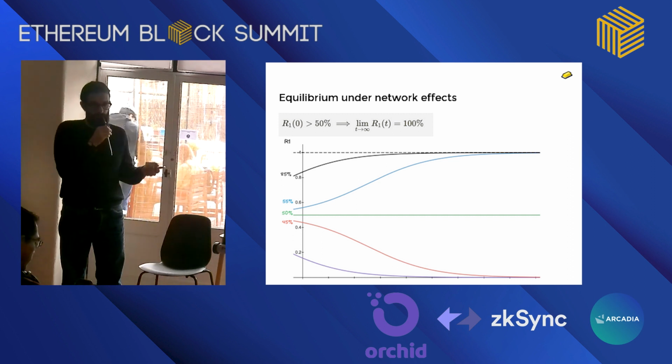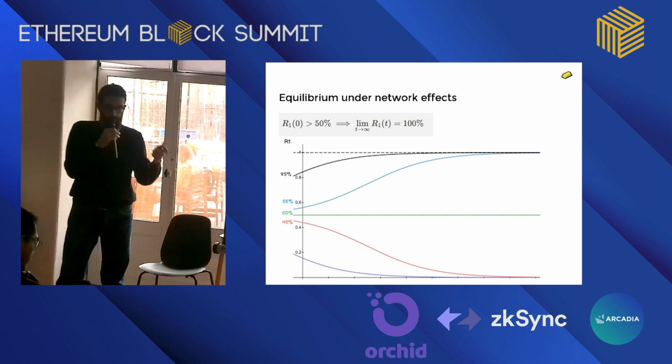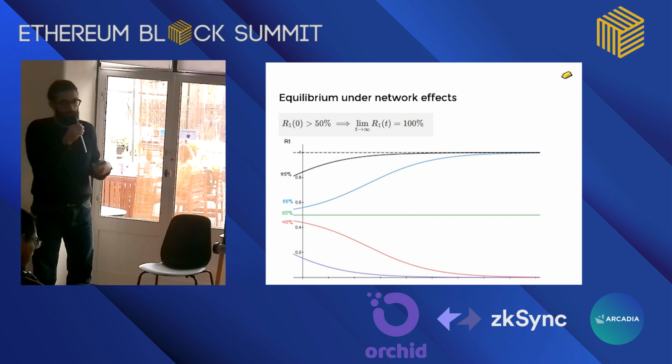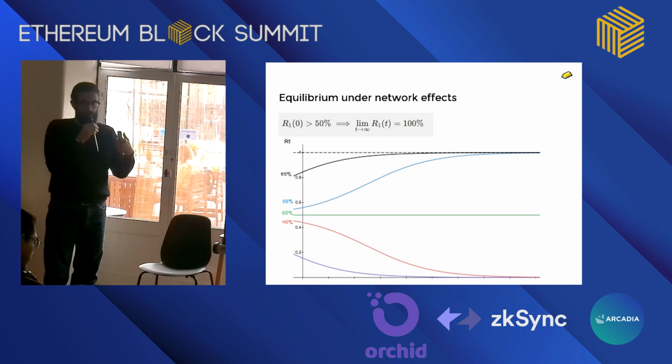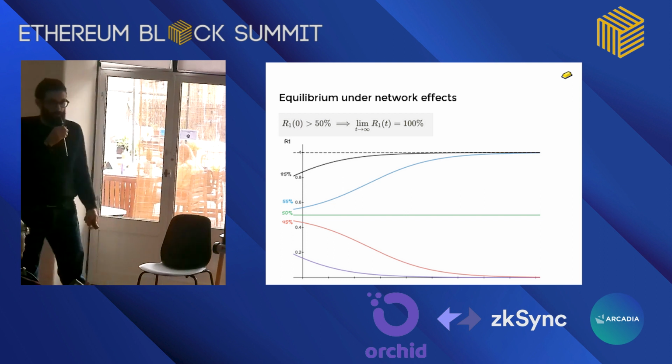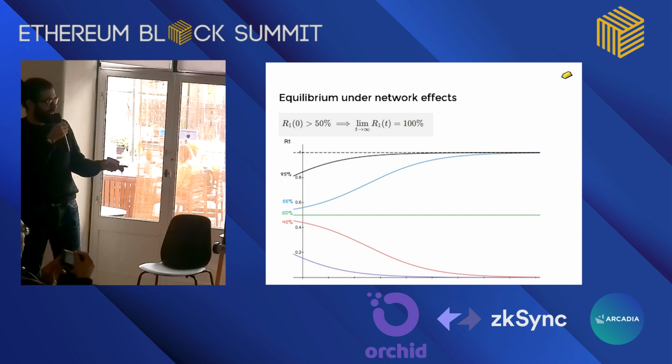And so we did a quick simulation for that. This just means that whenever an AMM starts with more than 50%, at the end it's going to end up with all the liquidity. And that's the intuition behind the network effect. So this simulation shows that if you start at 85% or something like that, it will increase like this. If you start at 55, it still increases.